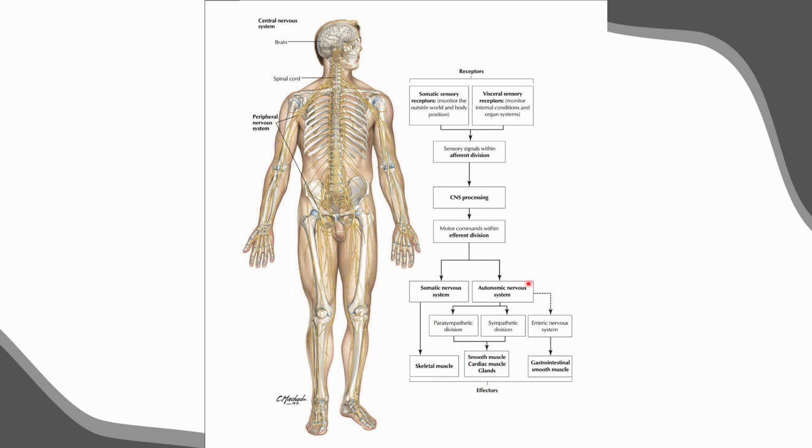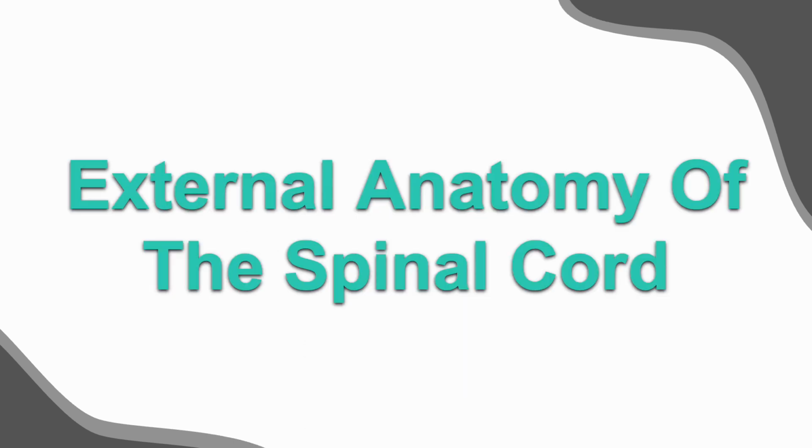While the autonomic nervous system could be divided into three subgroups: the parasympathetic, the sympathetic, and the enteric nervous system. The enteric nervous system you'll be taking in GI. It has correlation with the GI tract. While the parasympathetic and the sympathetic divisions of the autonomic nervous system, they act on smooth muscles, cardiac muscles, and glands. Now that we've finished the introduction, we're going to be talking about the external anatomy of the spinal cord.